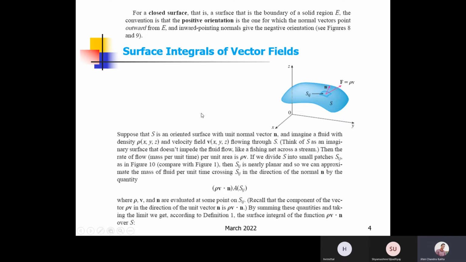Here, we are considering S to be an oriented surface. So what is an oriented surface? For a closed surface, that is a surface that is the boundary of a solid region E, the convention is that the positive orientation is the one for which the normal vectors point outward from E, and inward pointing normals give the negative orientation.